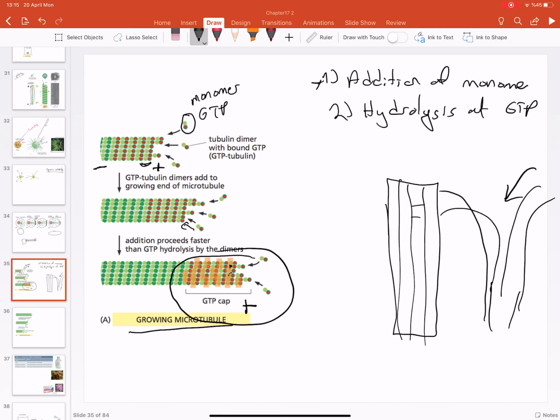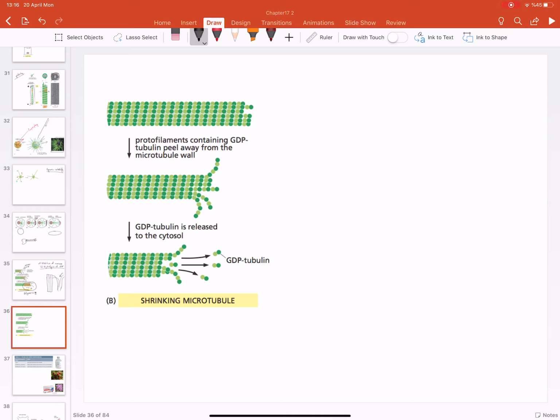So this is a growing microtubule. This is a polymerizing microtubule. And it has a GTP cap. If the hydrolysis of GTP is faster than the addition of the monomers, it's not going to have any GTP cap, and it is going to shrink, also called catastrophe. Okay? And it will simply depolymerize.